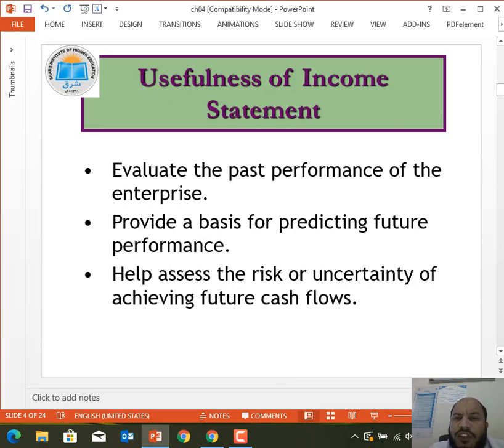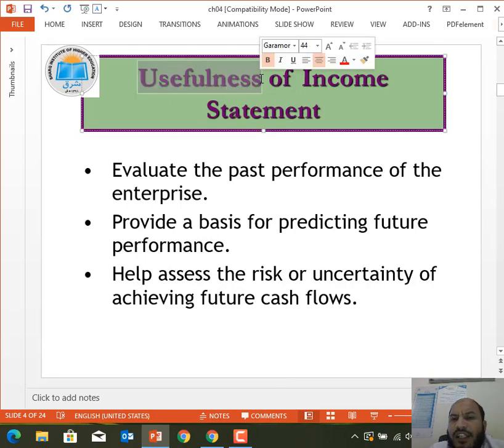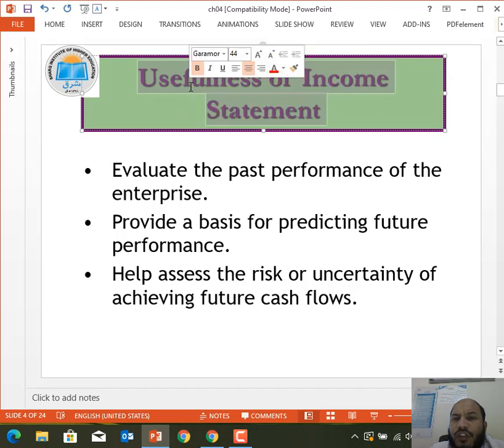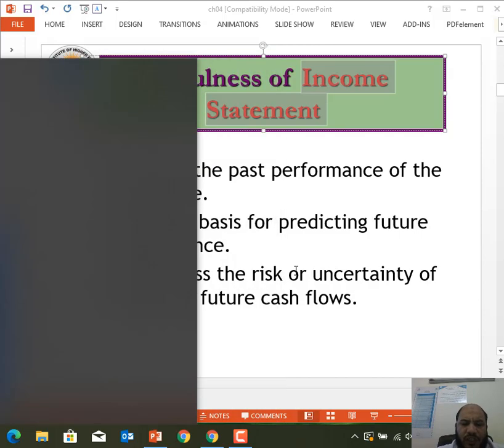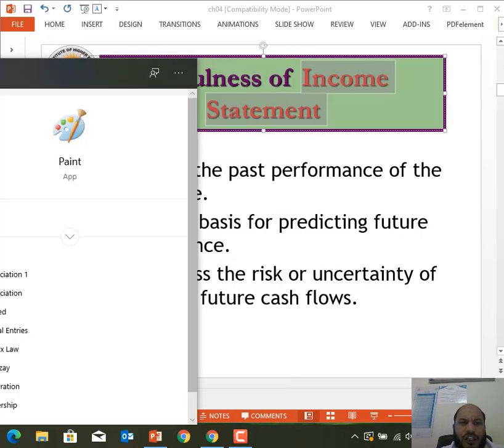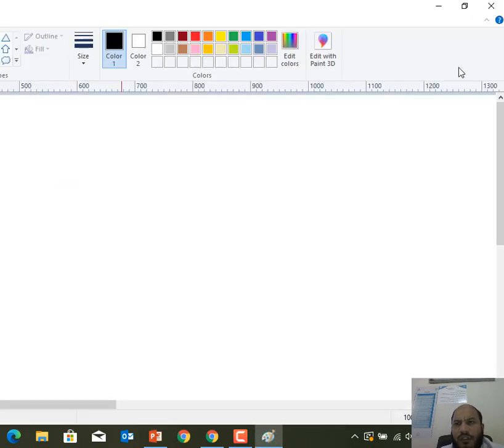So dear students, our first objective was what is the income statement, and the second part of that objective, what is the usefulness of the income statement. So let's discuss first of all about the income statement, what is the income statement. So we will here learn about the income statement.